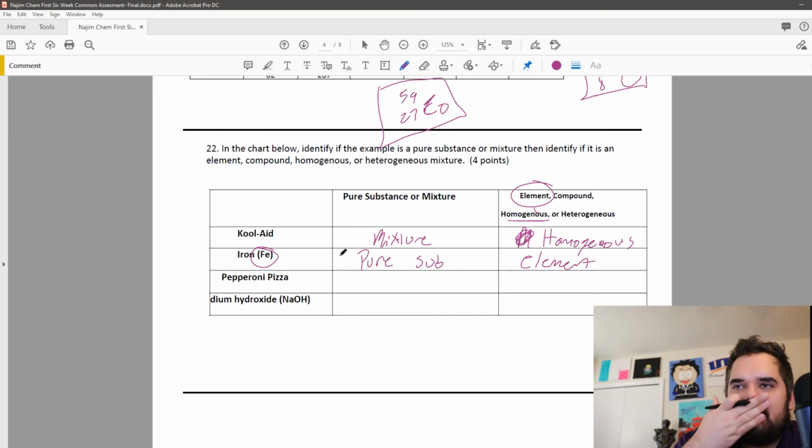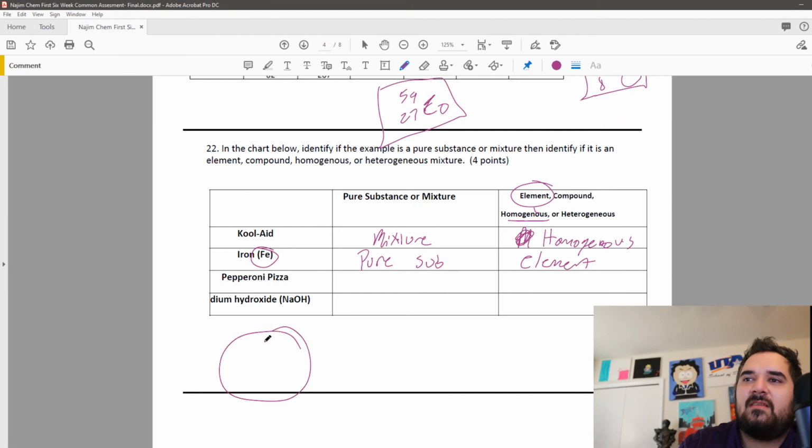Pepperoni pizza. Let me draw one out for you. So you got the pizza and then you got the pepperonis on it. If you look at this pepperoni pizza, it's not uniform throughout, but it is a mixture. So I'm going to put mixture here. And this one's going to be hetero.